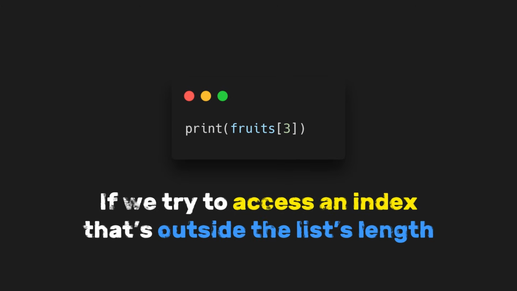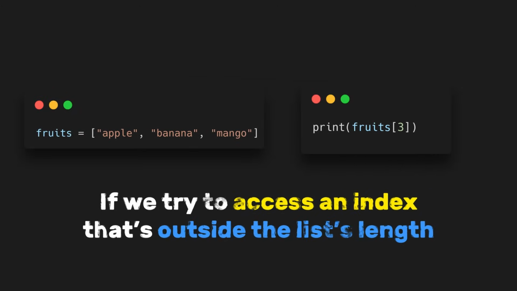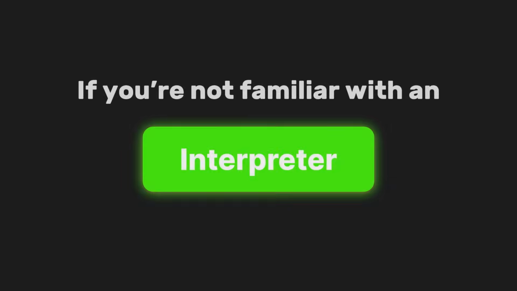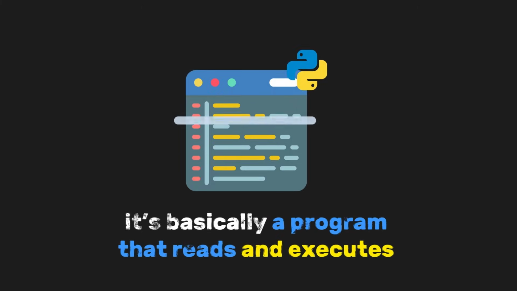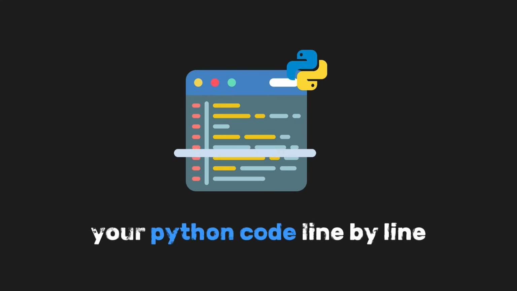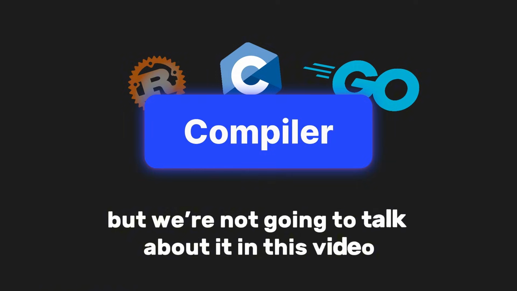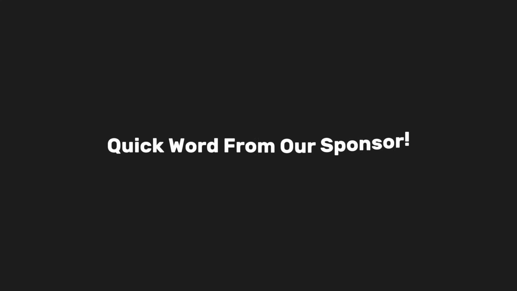If we try to access an index that's outside the list's length, Python's interpreter will throw an error. If you're not familiar with an interpreter, it's basically a program that reads and executes your Python code line by line. It's a bit different from the compiler that other languages use, but we're not going to talk about it in this video.